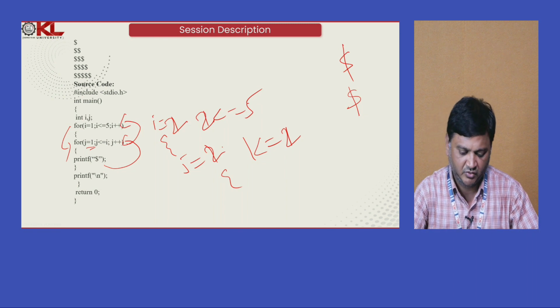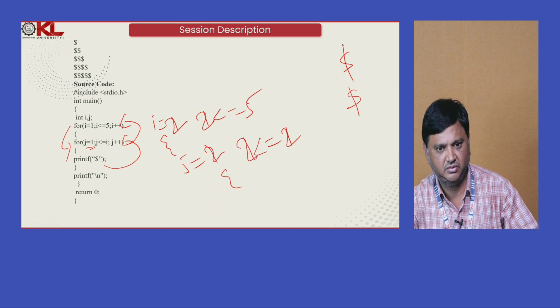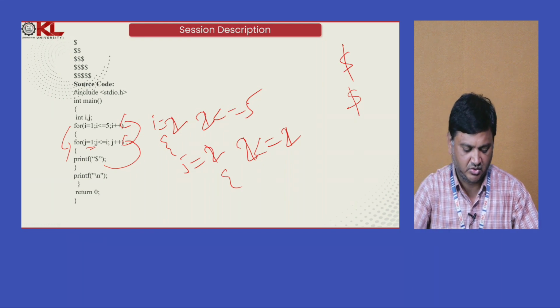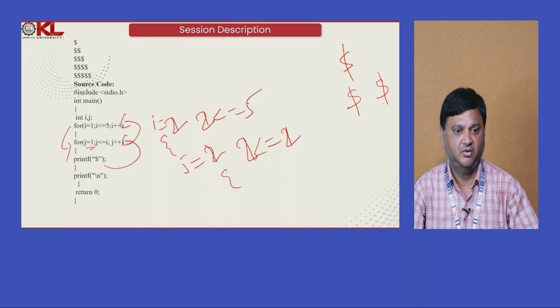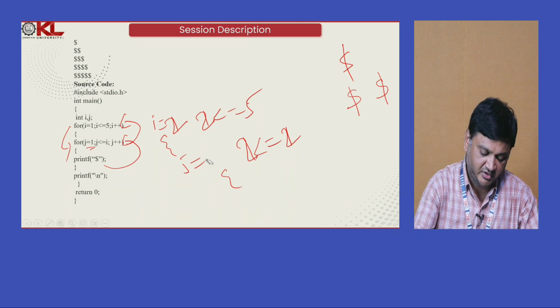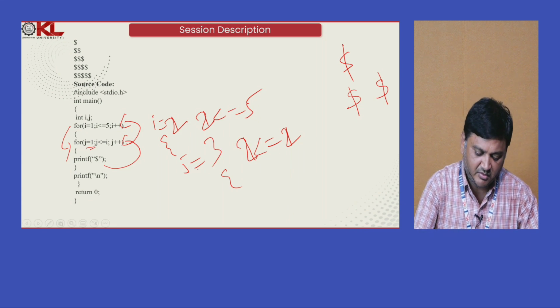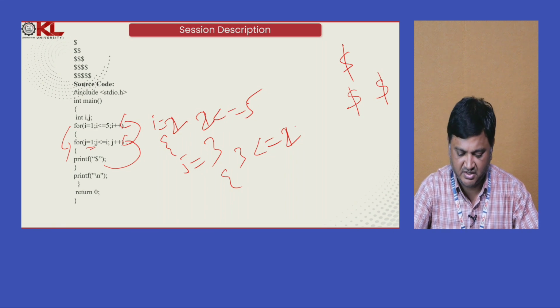J will be 2 now. What is the condition we wrote? J less than or equals to I. 2 less than or equals to 2? Yes, the condition is satisfied. So again it prints dollar for the second time in the second row. What is the next statement, my dear students? J will be incremented. Very good. J will be 3 now. Tell me, what is the condition I wrote? 3 less than or equals to 2? Yes, my dear students, your answer is right.